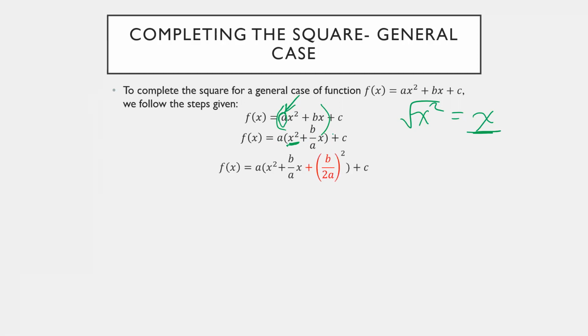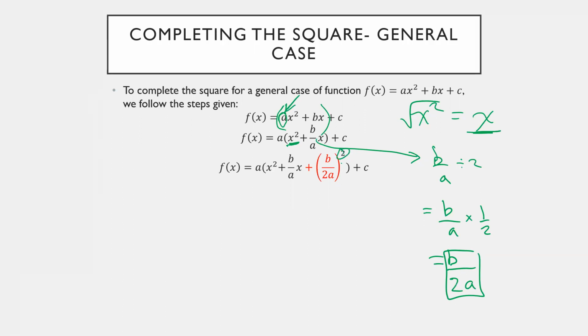Then what I do is I take my middle term, b over a, and I take it and then divide it by 2. So b over a, when I divide by 2, doing a little bit of math here, this ends up giving me b over a times 1/2. And I know that b over a times 1/2 becomes b over 2a. And what am I doing here? I'm simply taking that middle term and squaring it.